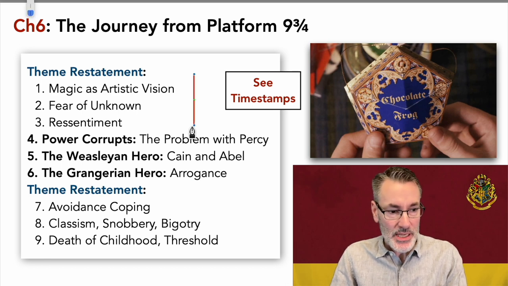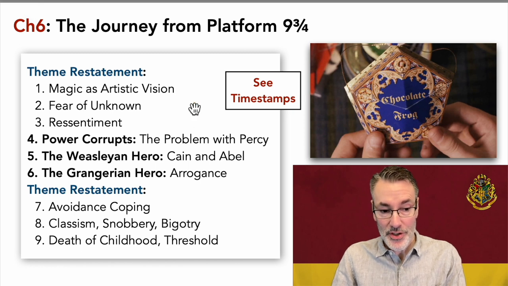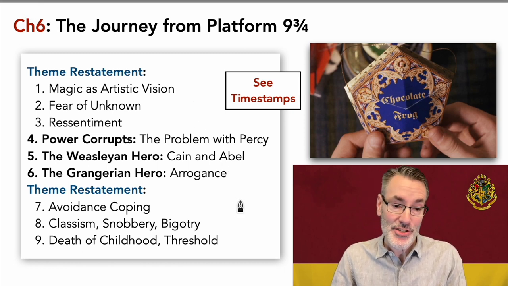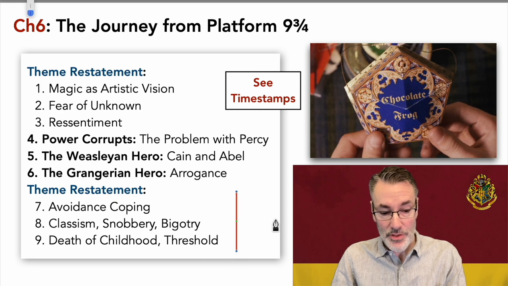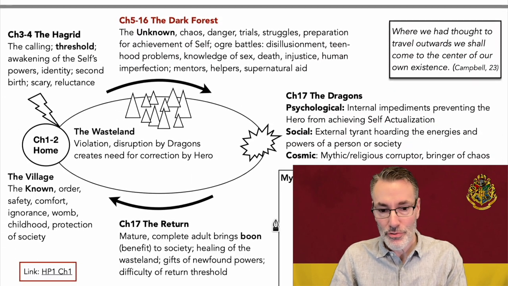The chapter begins with a restatement of and further development of three important themes: magic as artistic vision, fear of the unknown, and Nietzsche's Ressentiment. And the chapter closes with a restatement and further development of three more important themes: avoidance coping, classicism, snobbery, bigotry, the death of childhood, and the threshold crossing.